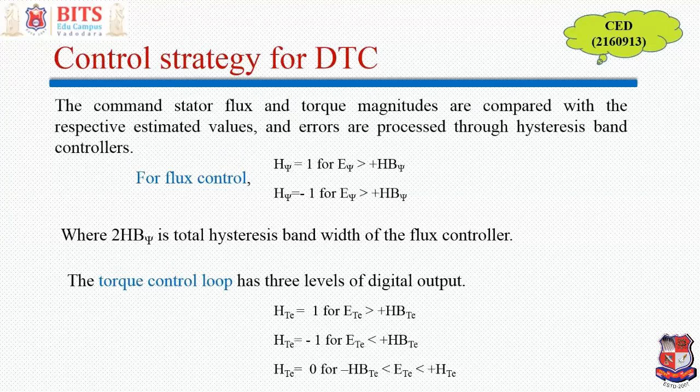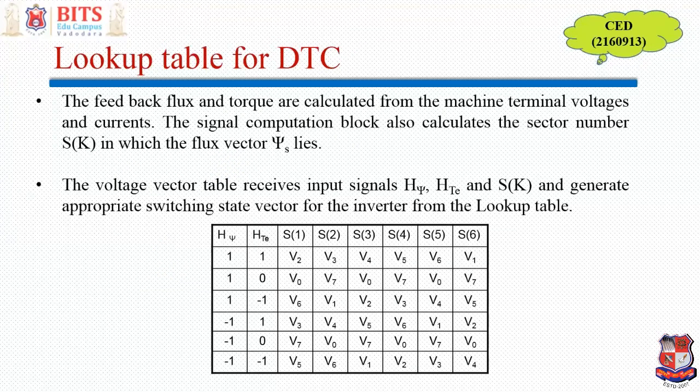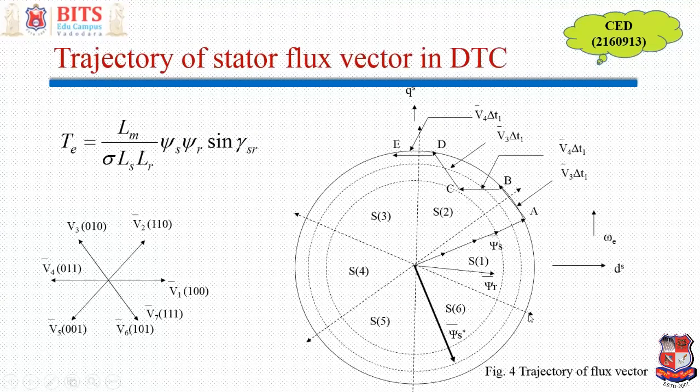The value of torque error is 1, 0, -1, the value of flux error is 1, -1, and the position of the stator vector can be in any of these sectors. What are these sectors? The 360-degree plane is divided into 60-degree segments, right? This is minus 30 to 30, which is sector 1. Then this is sector 2 and this is sector 3. Likewise, the whole two-dimensional DSQS plane is divided into 6 sectors.